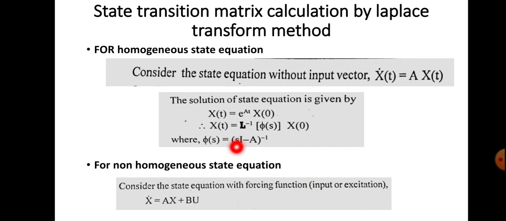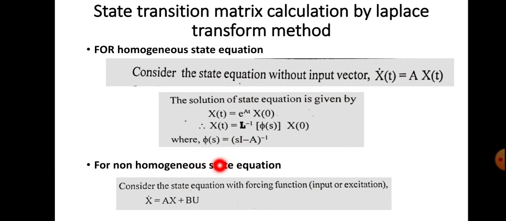Phi of s we can calculate by using this relation, that is (sI minus A) whole inverse. What is s? It is the s domain variable. I is the unity matrix and A is the system matrix. You will be given the system matrix in the question, so by using this relation you can find phi of s. How can you find the inverse? The inverse of a matrix is equal to 1 by the determinant of that matrix into the transpose of the cofactor matrix. We will see how to find this phi of s.